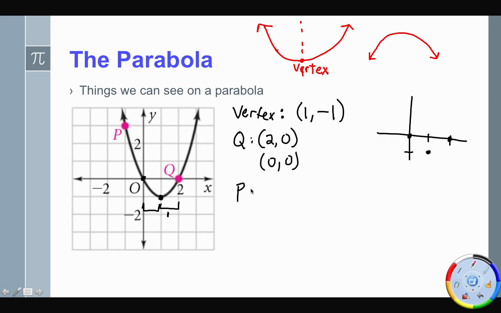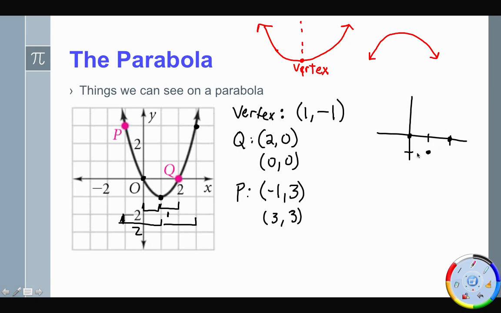We can do the same thing for the value of P. P in this case is (-1, 3). Negative 1 is 2 units to the left, which means I can go 2 units to the right and get the same y value. 2 units to the right of 1 is 3, and I'd have the same y value. And again, you would notice that (3, 3).